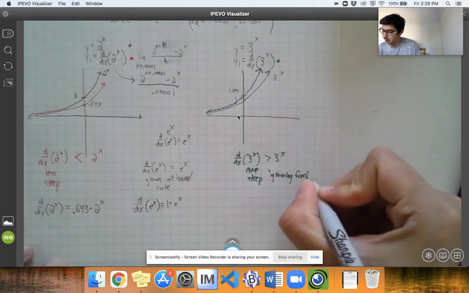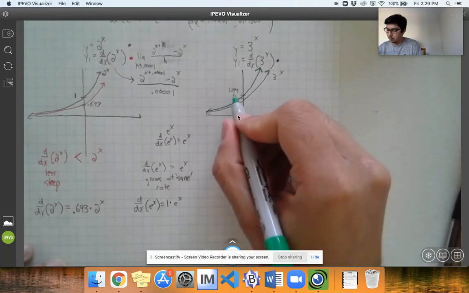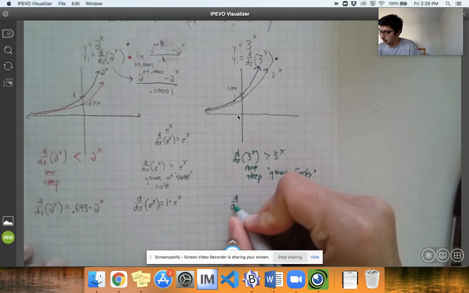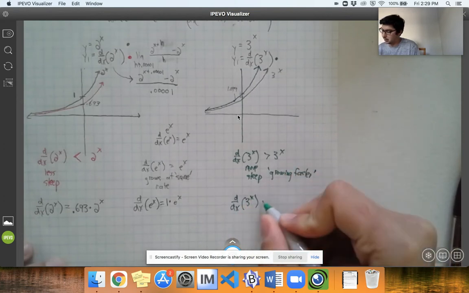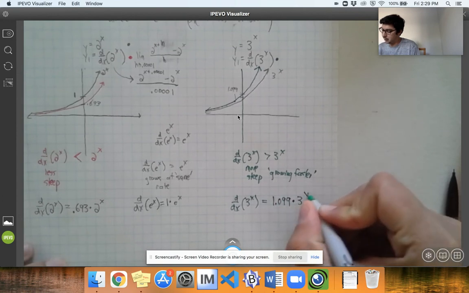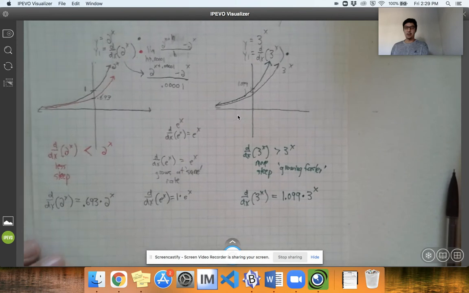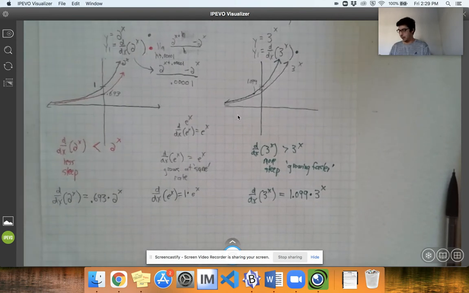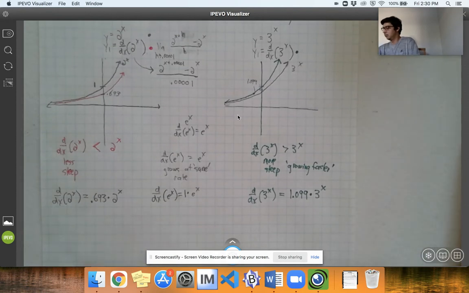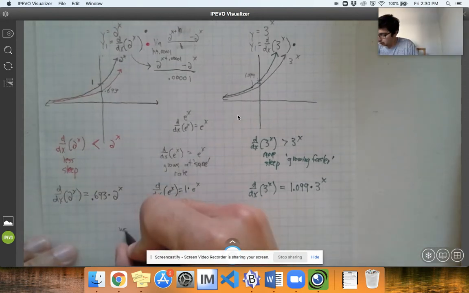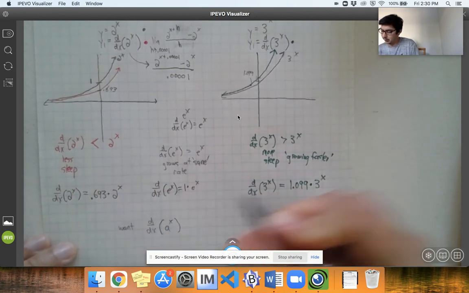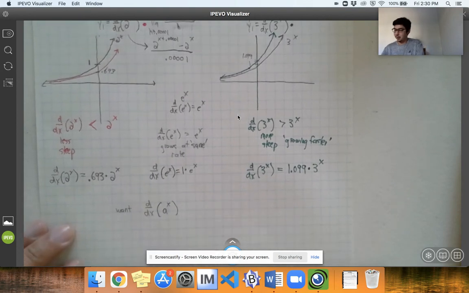And how much faster is it growing? Well, it's growing 1.099, or about 10% more than its value. So you might say the derivative of 3 to the x is equal to 1.099 times 3 to the x, and how it's growing. So what I'm going to leave you with is, when we're talking about derivatives of exponents, we want to be able to find the derivative of any number. The goal is we want to be able to have a rule or a function for a derivative of a to the x, where a is any number.